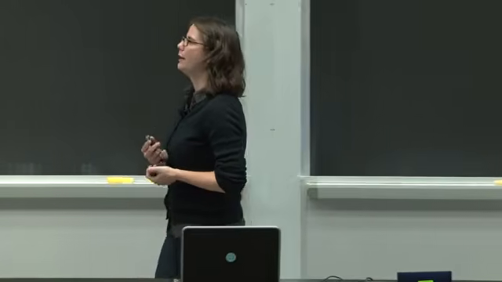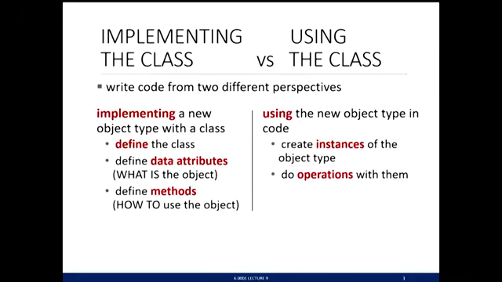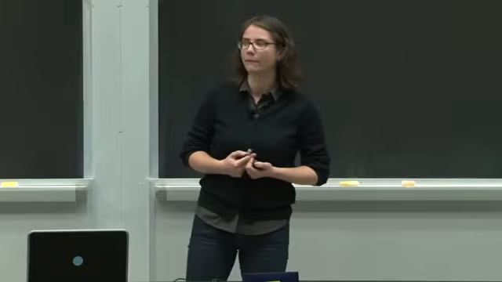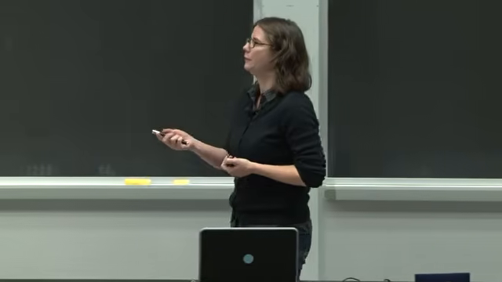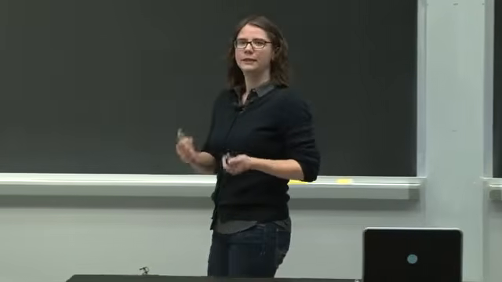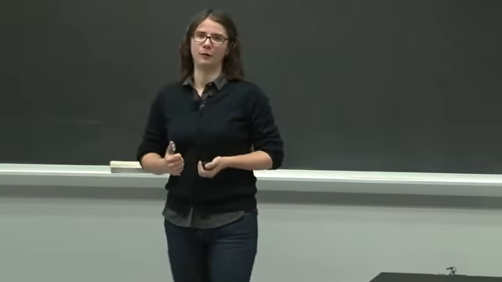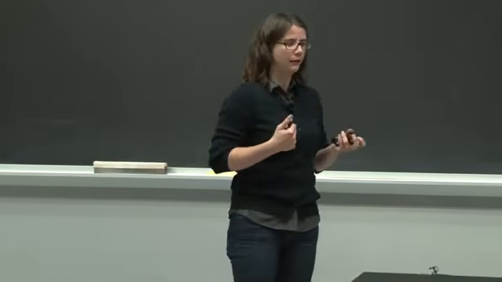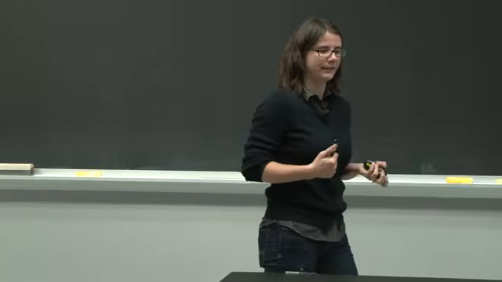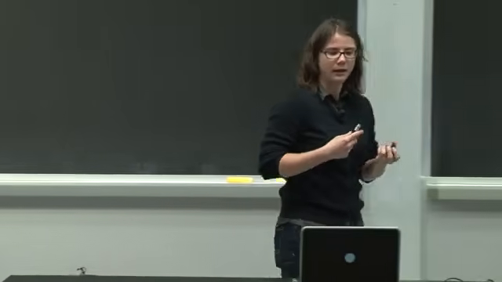So recall that in the last lecture, we talked about writing code from two different perspectives, right? The first was from someone who wanted to implement a class. So implementing the class meant defining your own object type. So you defined the object type when you defined the class. And then you decided what data attributes you wanted to define your object. So what data makes up the object? What is the object?